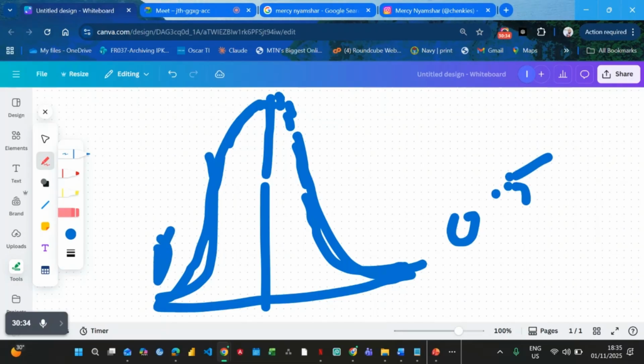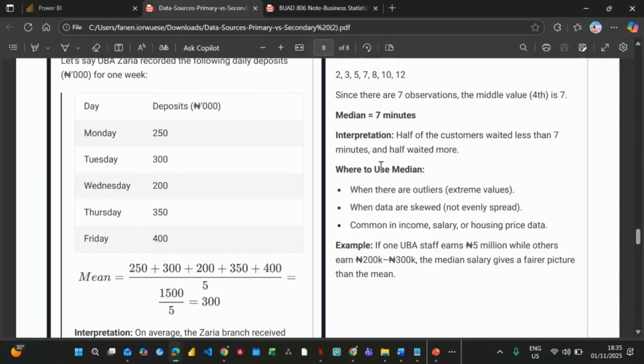My pen is not working. 0.5. You get this side 2. But by the time we are doing the main module, I will explain this better for you guys. So let's just continue with this one and finish.